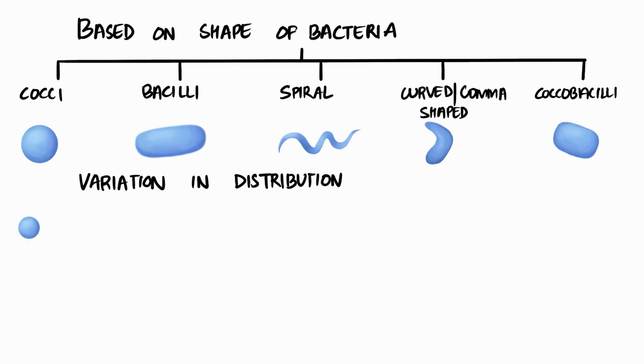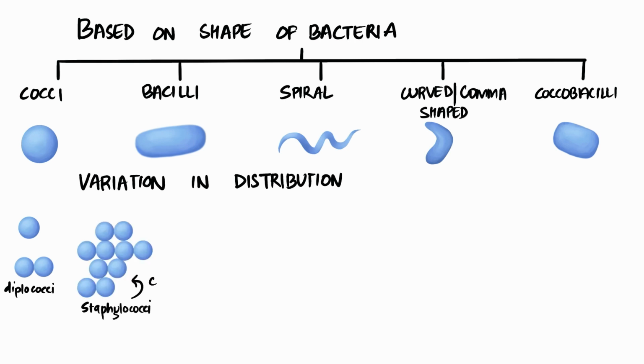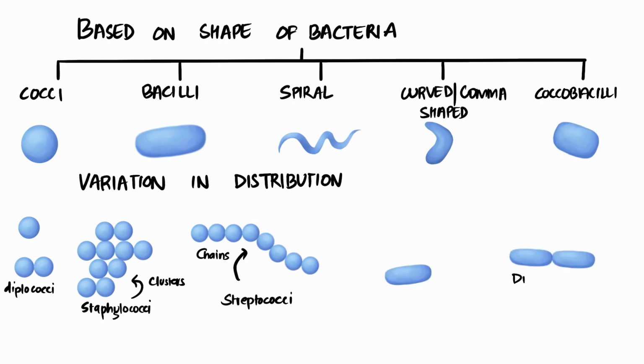It can occur singularly, or in pairs, hence it's called diplococci. Then there are staphylococcal species that appear in clusters. Then we have streptococcal species that appear in chains. Similarly, bacilli can also appear singularly, as diplobacilli, or in chains as streptobacilli.